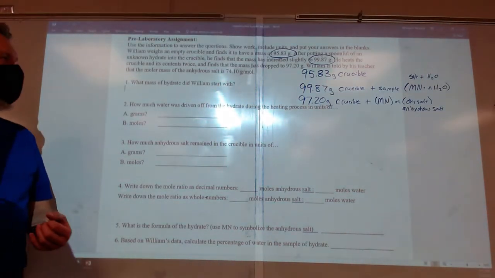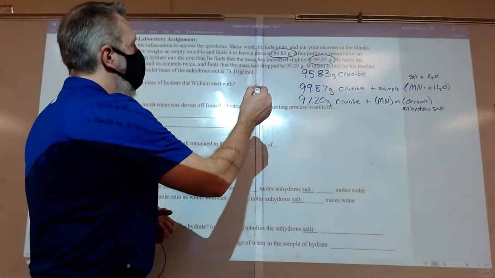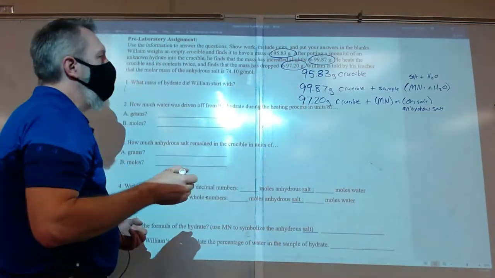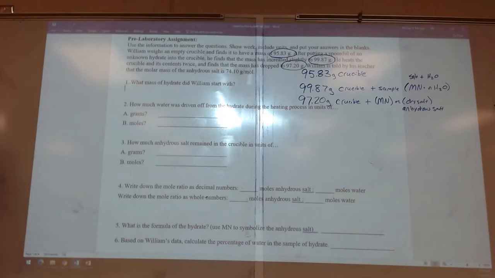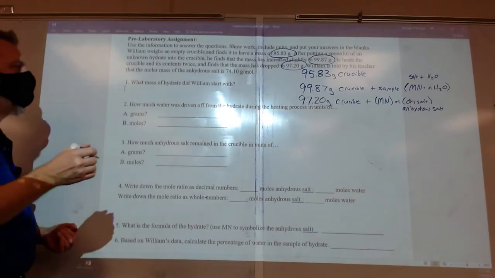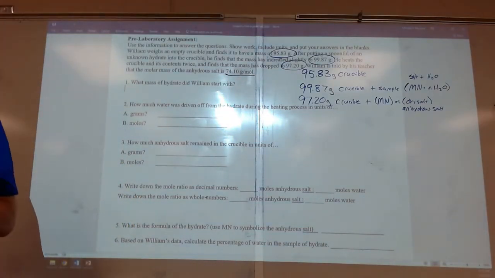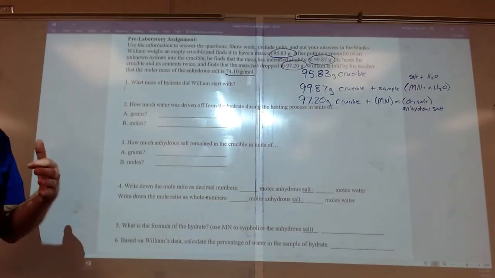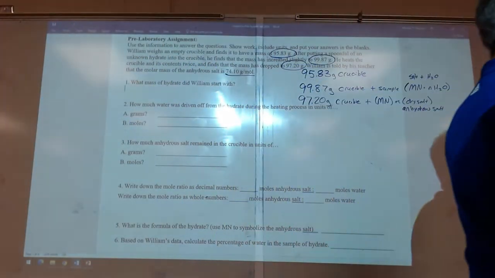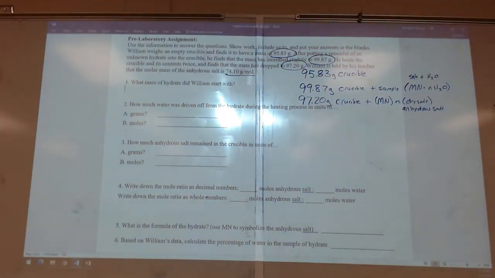Good? All right. So, I got this circled here. And then William is told by his teacher that the molar mass of the anhydrous salt is 74.10 grams per mole. All right. I'm not going to write that down because it's there and we don't need to think about what that means. We know what that means. What mass of hydrate did William start with? So I want y'all to think about, there's actually a couple of different ways to solve some of these. This one is pretty straightforward. What would you do here? Subtract.